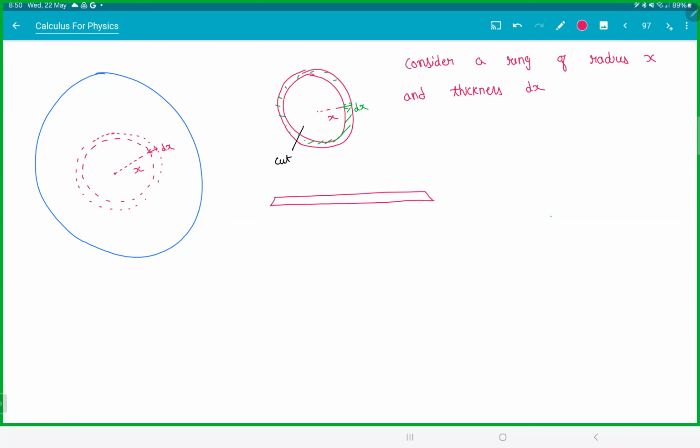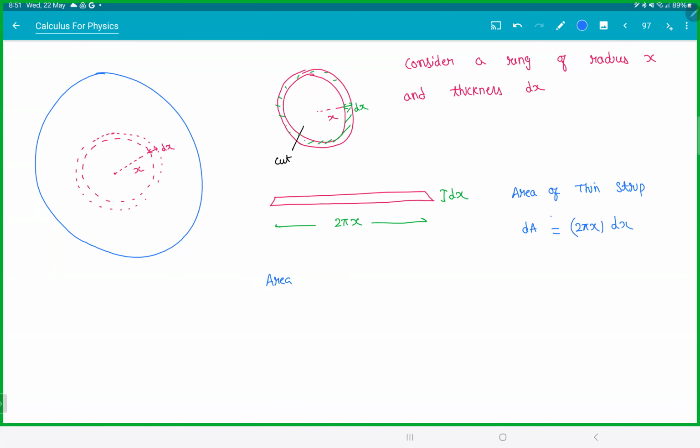Agreed? What is the circumference of this rectangle? 2 pi x, because that inner length, whatever is there, will be the circumference. And what will be the width? dx. So what is the area of the strip? The area of this thin strip is length into breadth, which is 2 pi x into dx. We call this dA, the small area.